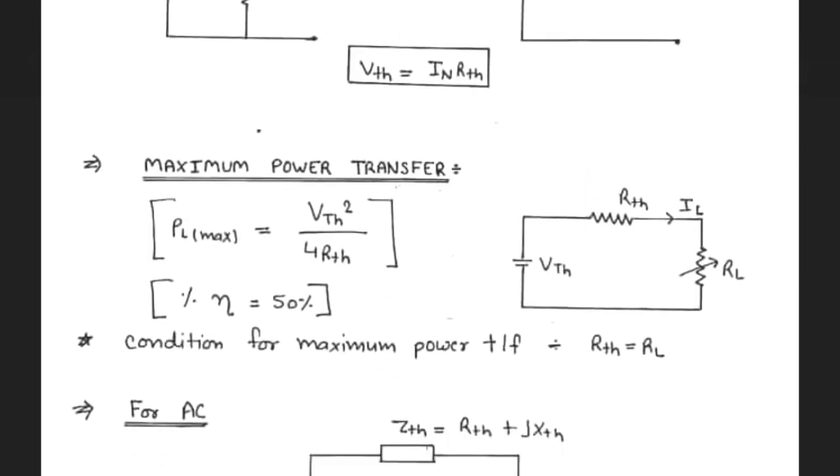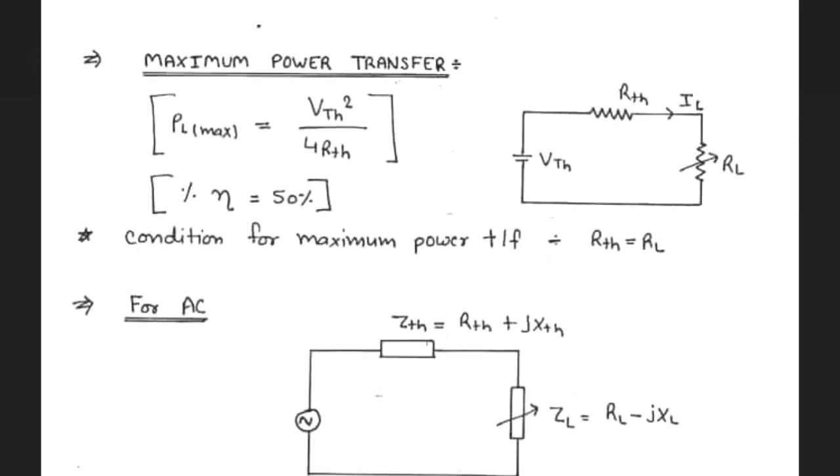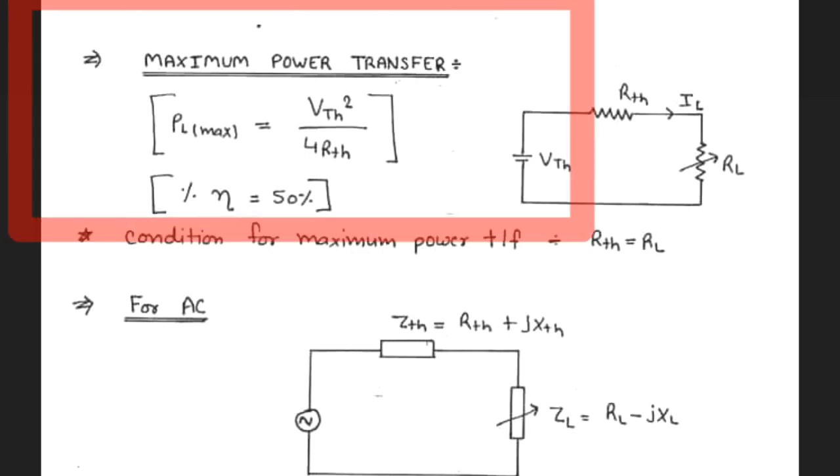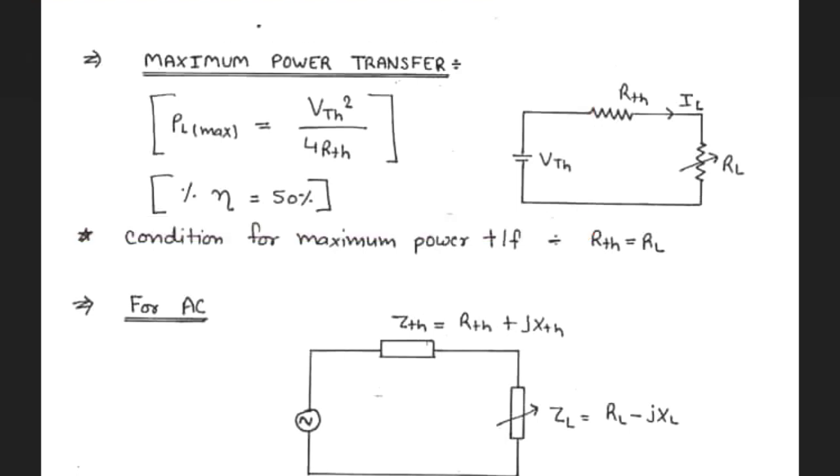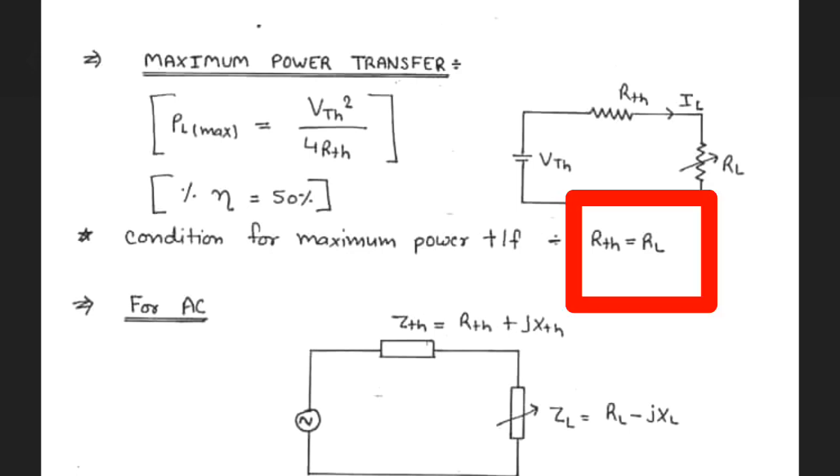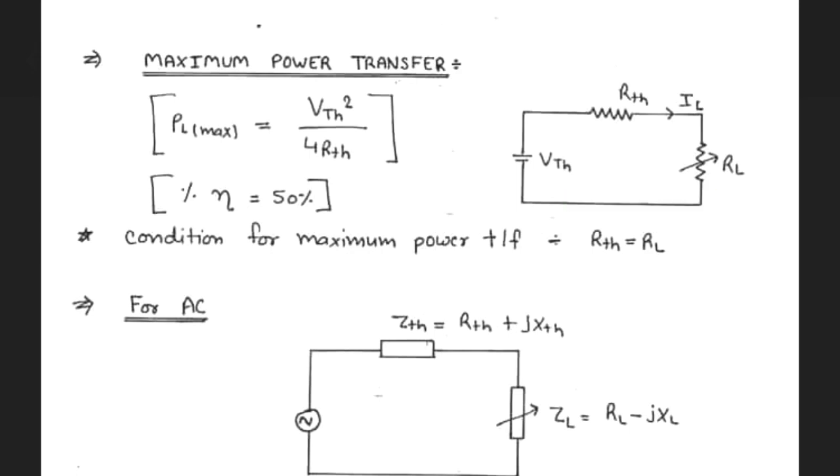Now another theorem, the maximum power transfer theorem. When will maximum power transfer? The maximum power is V Thevenin squared by 4 R Thevenin. The maximum power is transferred at a maximum efficiency of 50%. The condition for maximum power transfer is R Thevenin equals RL. Thevenin's resistance equals load resistance. Only if that holds will maximum power be transferred.